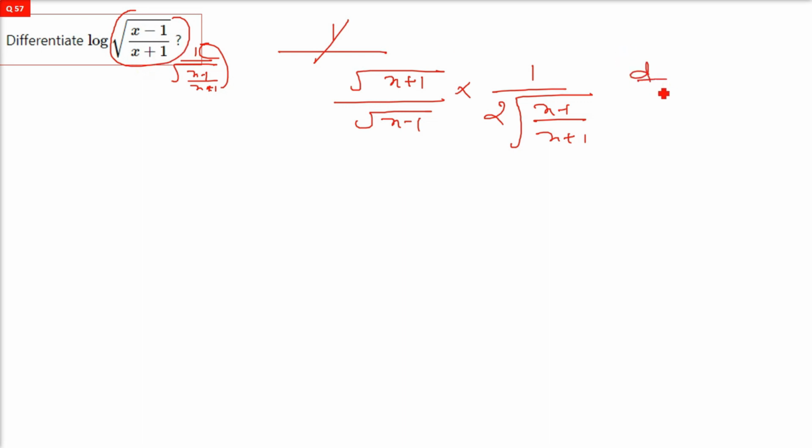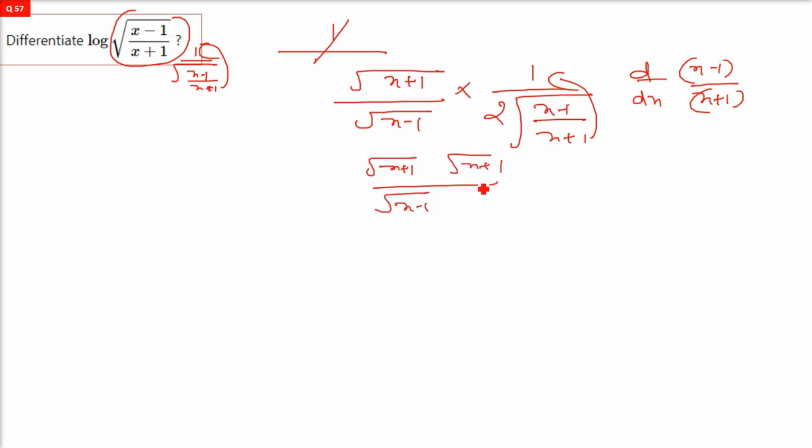So you have this now d by dx of x minus 1 by x plus 1. So let us see what we get here of the first two terms. Again under root x plus 1 is going to go up. So we have under root x plus 1 in the numerator, again under root x plus 1 in the numerator. It's under root x minus 1 in the denominator, under root x minus 1 in the denominator, 1 by 2. Under root x plus 1 whole square, that is x plus 1 only. Under root x minus 1 whole square is going to be x minus 1 only, 1 by 2 will remain. And this one.